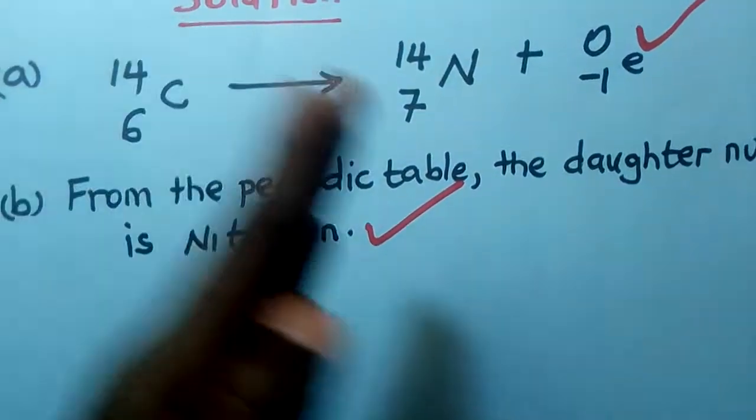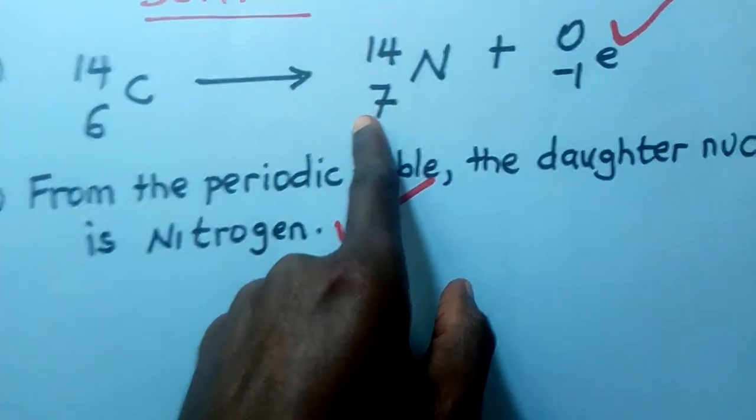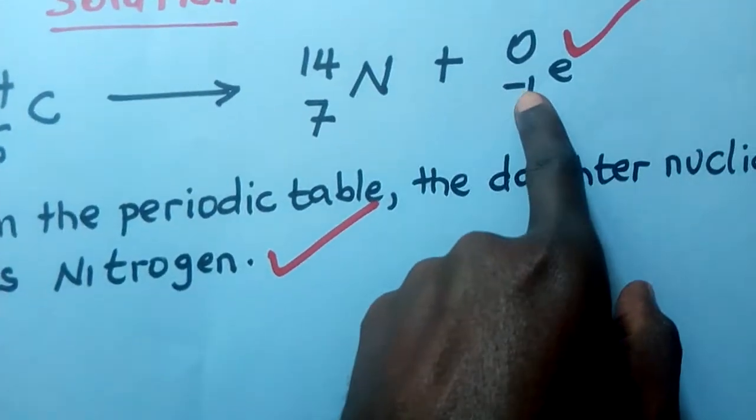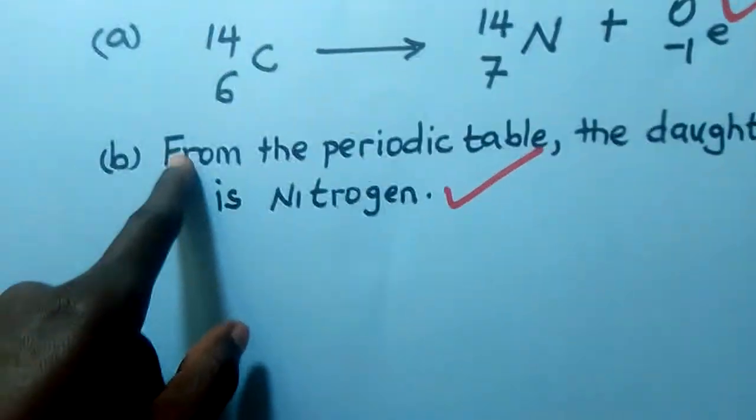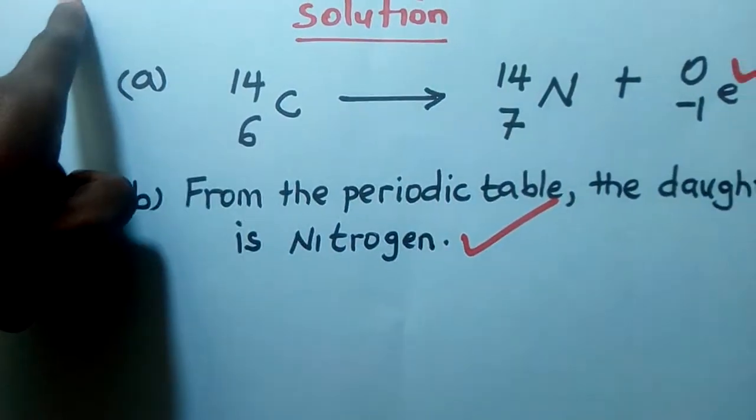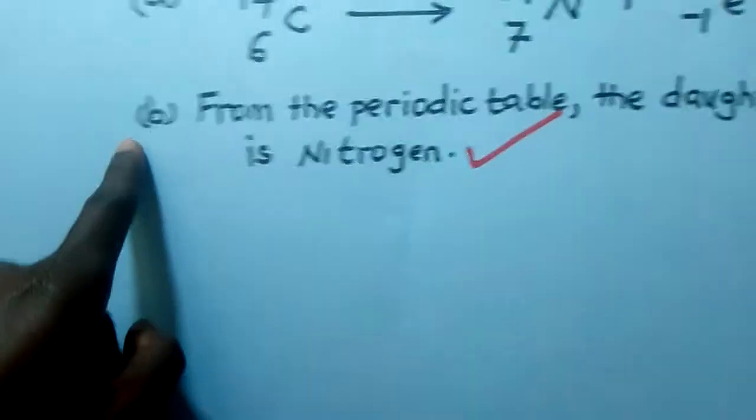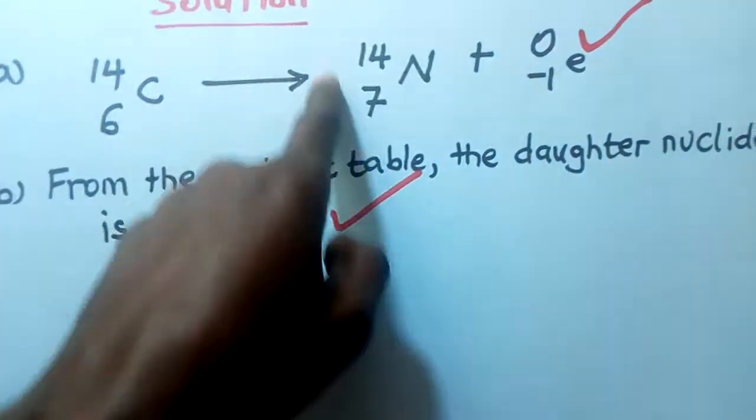You balance on both sides. When you get 7, you add it to -1. You get what? 6. Now let's go. We have balanced the equation. Now we are supposed to name the daughter. So this is the daughter.